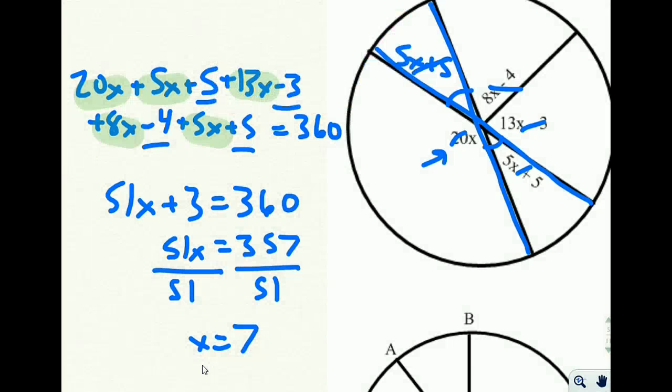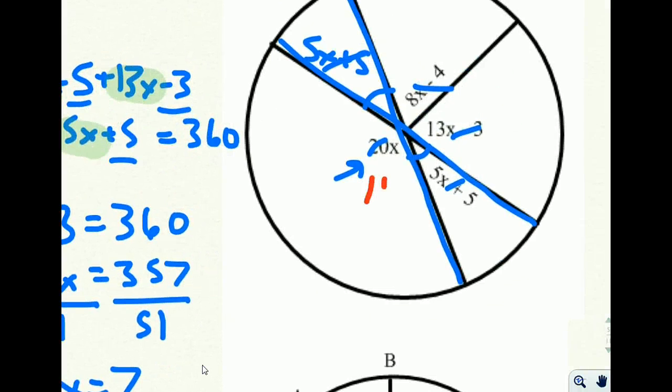As normal, you can always plug that back in. So we get 140, 7 times 20, 35 plus 5 would be 40. We get that up here as well, 40 degrees. 7 times 8, 56, minus 4 is 52. 7 times 13, 70 plus 21 is 91. Minus 3 is 88. So you put that all together here.